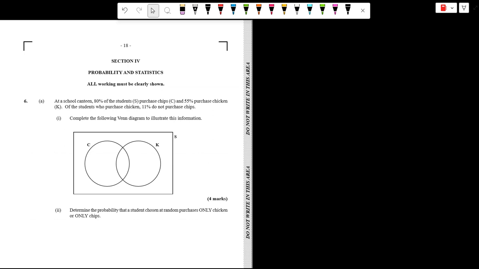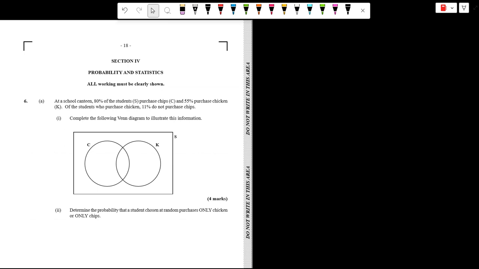So we can say that the probability that a child purchases chips only or chicken only. Sorry, C is for chips rather. So from the data, this is the probability of purchasing chips only plus the probability of purchasing chicken only. And we're adding them because they are mutually exclusive.